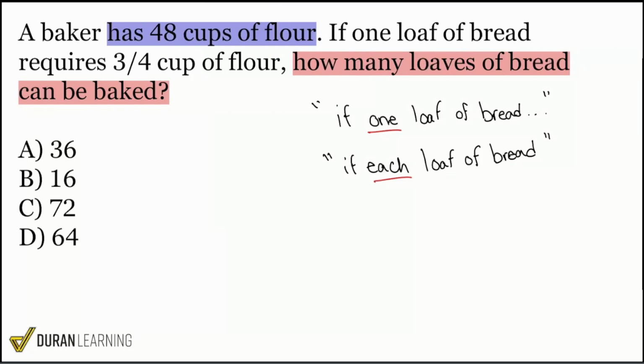Everybody, what operation are we doing? Is it multiplication or division? Correct. It's going to be division for that reason. Exactly. We already have the grand total. So with that said, it's going to be division. We have our grand total, 48 cups, and we're going to divide it by the number of cups that we need per loaf, which is 3/4 of a cup per loaf.